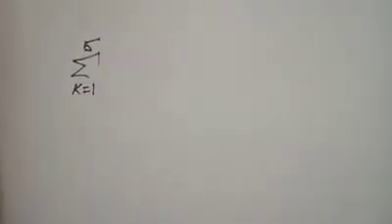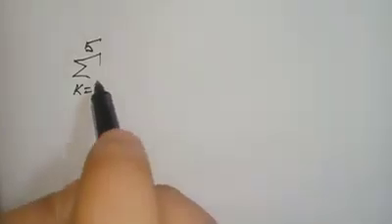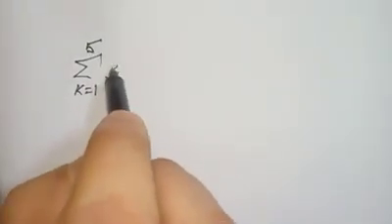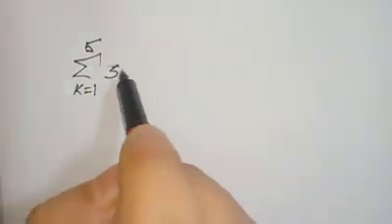So for example, I write here sigma. So I take sigma, k equals 1, and it goes up till 5. And here I put an expression like 3. So we will be going till 5, and the expression is 3, with k equals 1 up till 5.